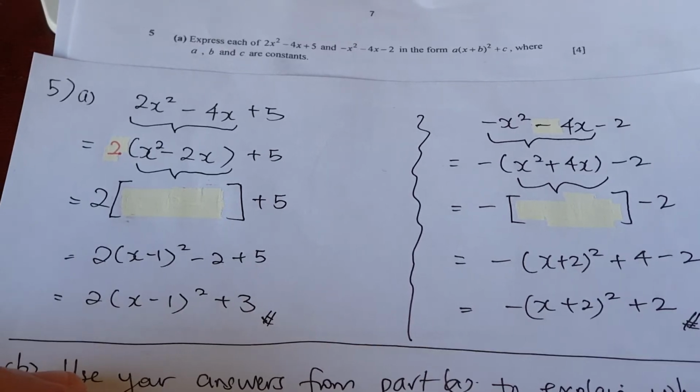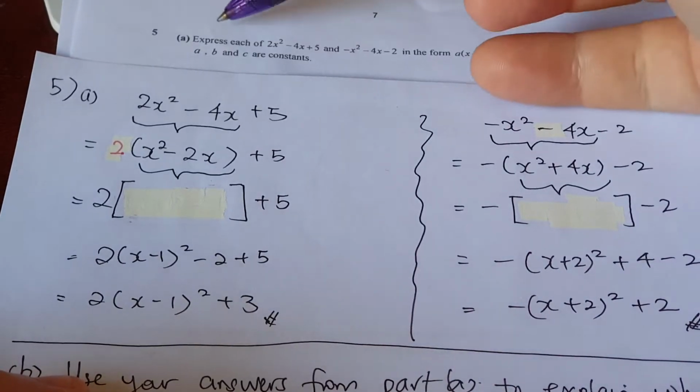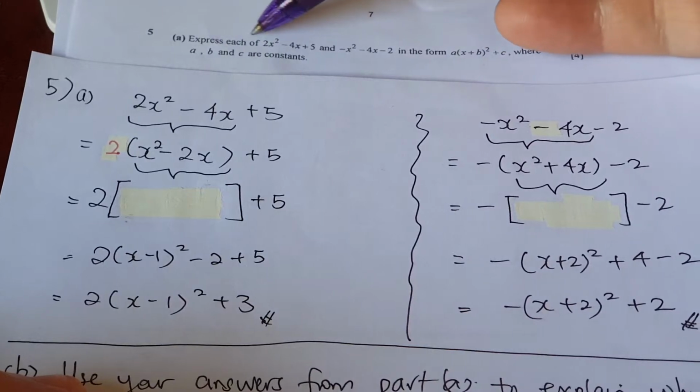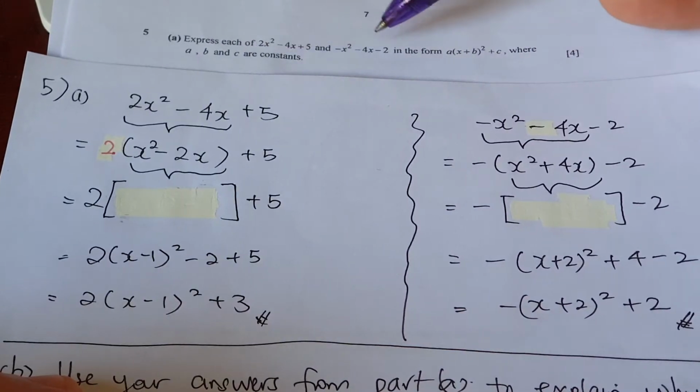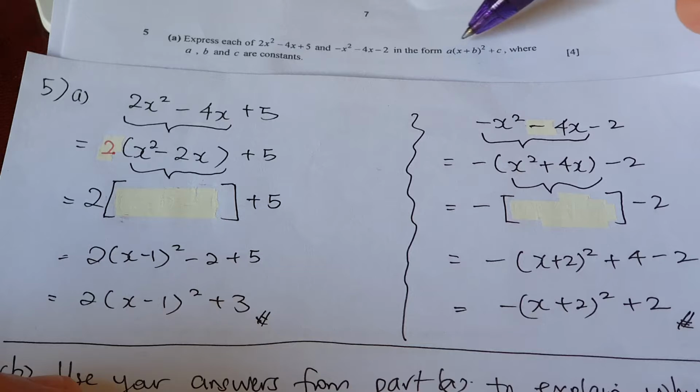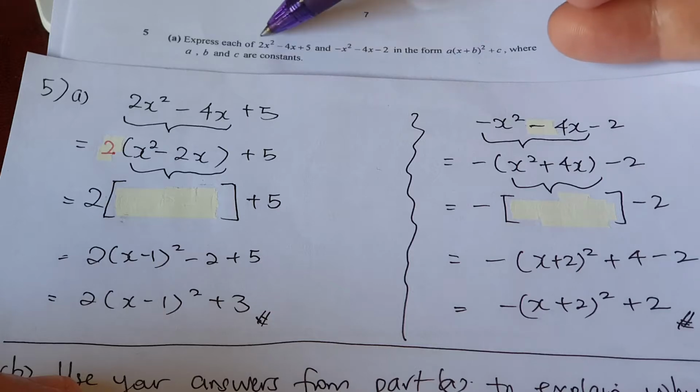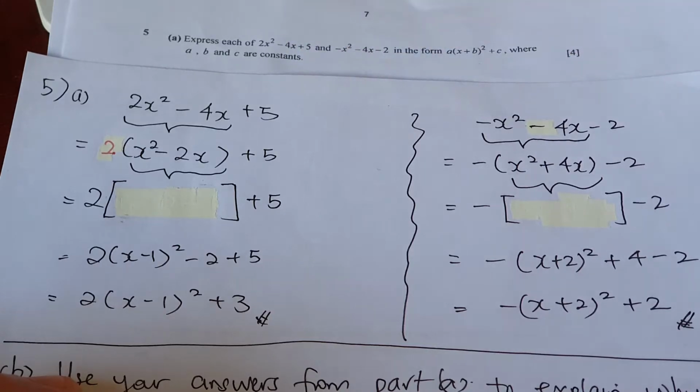Okay, this is question 5. We basically have a question here where they ask us to express this expression and this expression in the form of a bracket x plus b squared plus c. That means they want you to complete the square for this and complete the square for this.